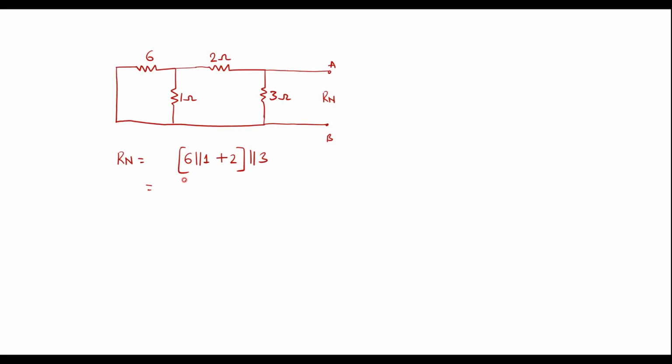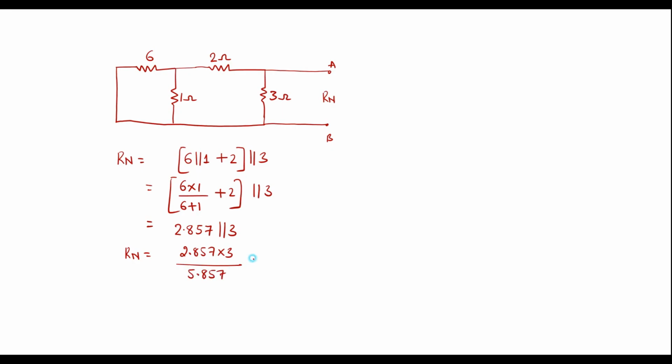I can write 6 into 1 divided by 6 plus 1, plus 2. This value is in parallel with 3. So calculating this, we get 2.857 parallel with 3. So I can write Rn equal to 2.857 into 3 divided by this plus this, that is 5.857. So it gives 1.463 ohm.